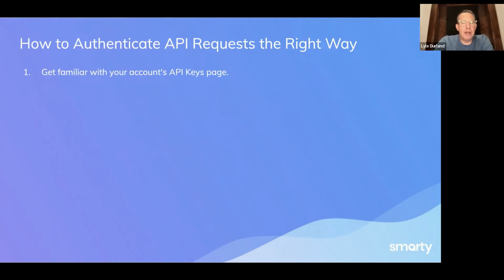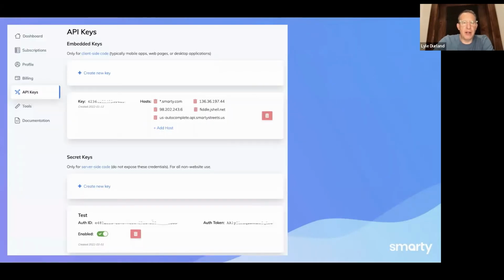So step one in authenticating correctly, I'd recommend that you get familiar with your account's API keys page. Hopefully you're able to log into the Smarty account you're using and see that. On the next slide, I've got a little screenshot of an API keys page with the keys themselves redacted. In the API keys page, you'll see two parts.